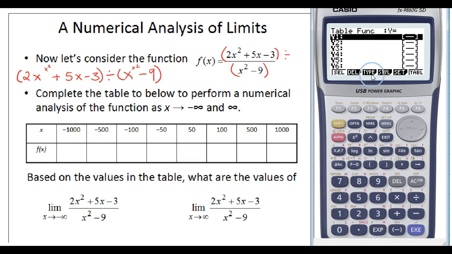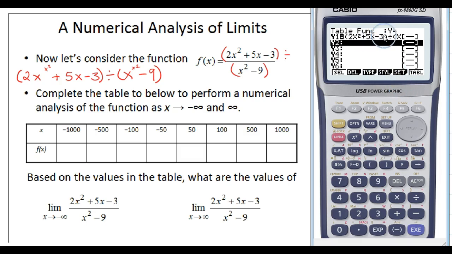Looking at my calculator then, as long as I have my function selected, I can start inputting that: parentheses, 2, and this is the x I want to use, not the letter x, the variable x, that's the x theta t, use my x here, squared plus 5x minus 3. Close my parentheses and divide by parentheses x squared minus 9. Close parentheses and execute. And that just saves that function in there.